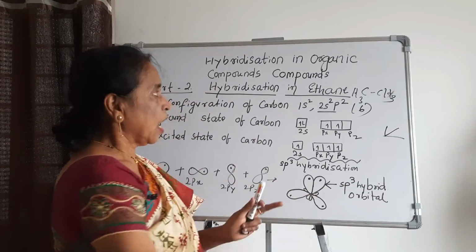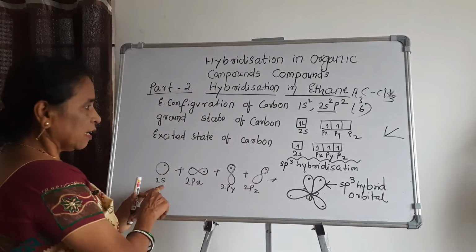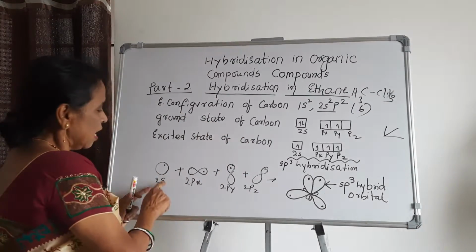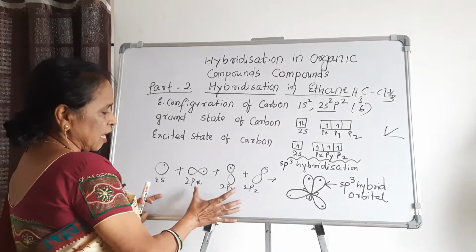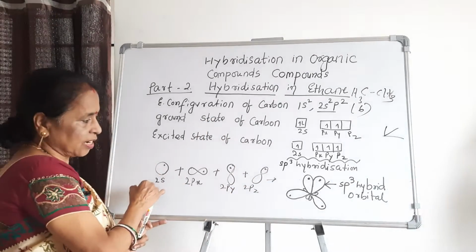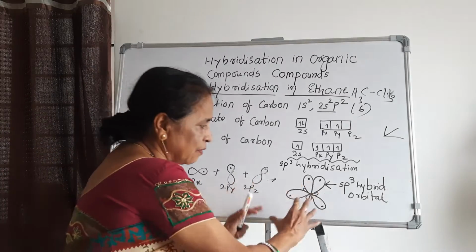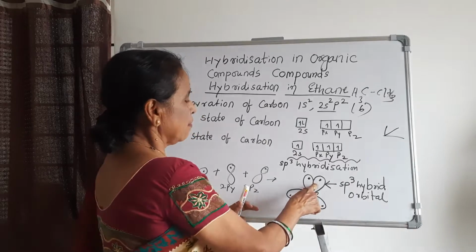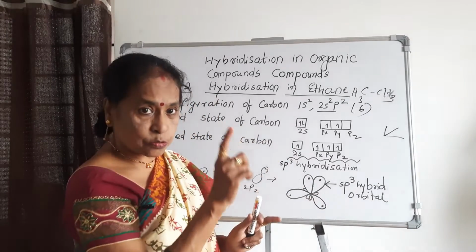Now we will see hybridization in ethane. Each carbon has sp3 hybridization: px, py, pz have the same energy, whereas 2s has lower energy. They all combine and form new orbitals. This is the structure you should remember, and each orbital has one electron.